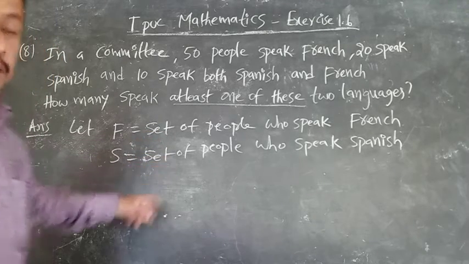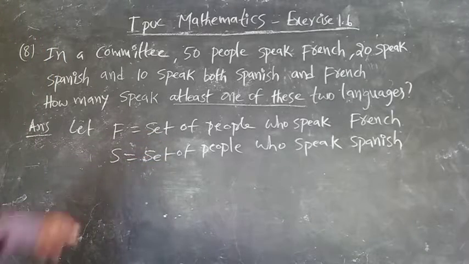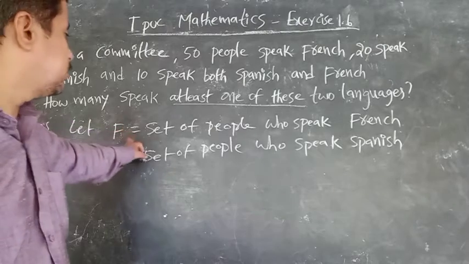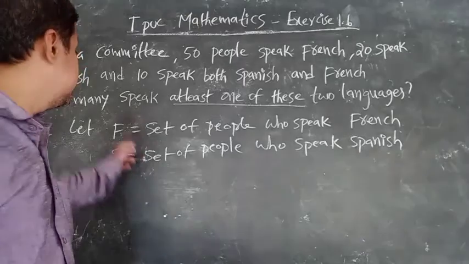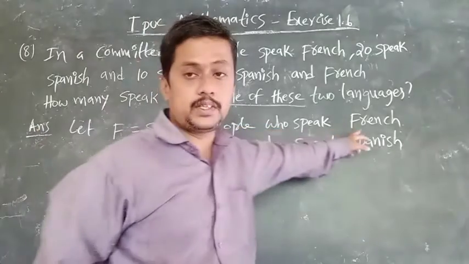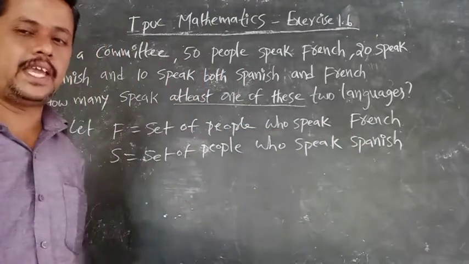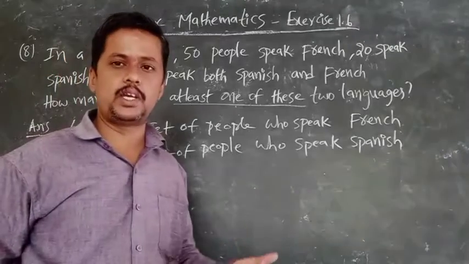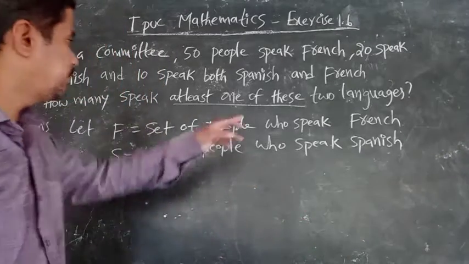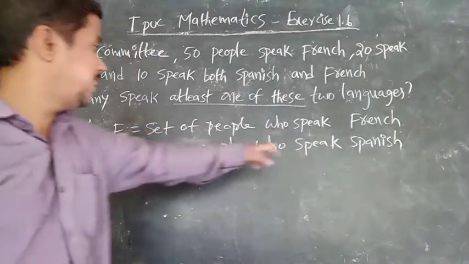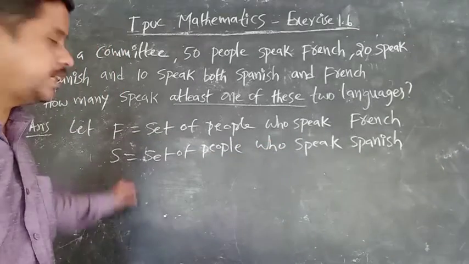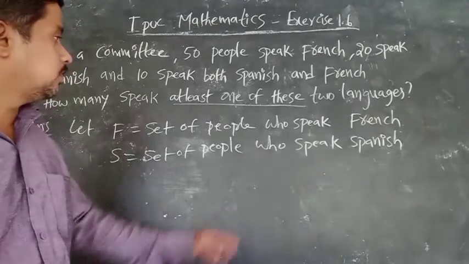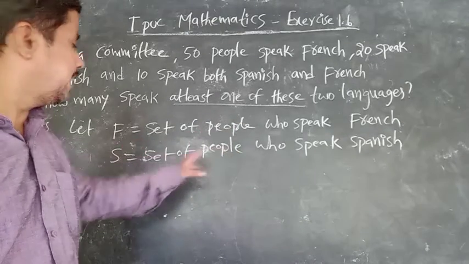See, what are the sets? F is equal to the set of people who speak French. French starts with F, that's why F is used. You can take any letters, A, B, X, Y, you can take any. French is F, and the set of people who speak Spanish is S.